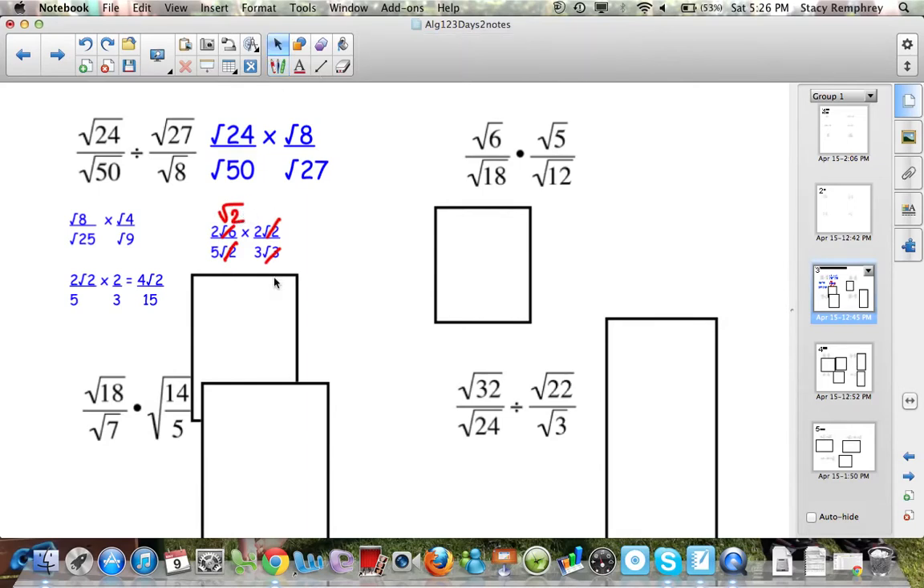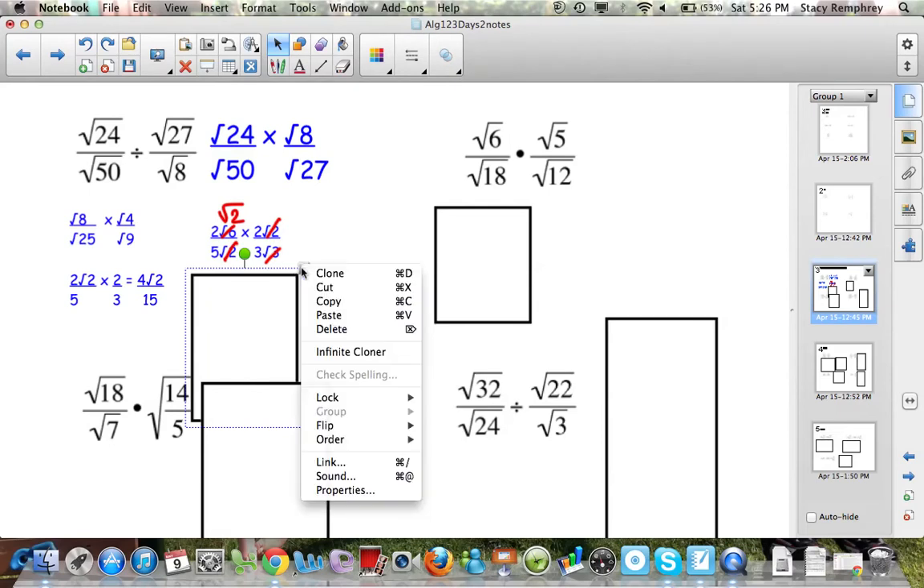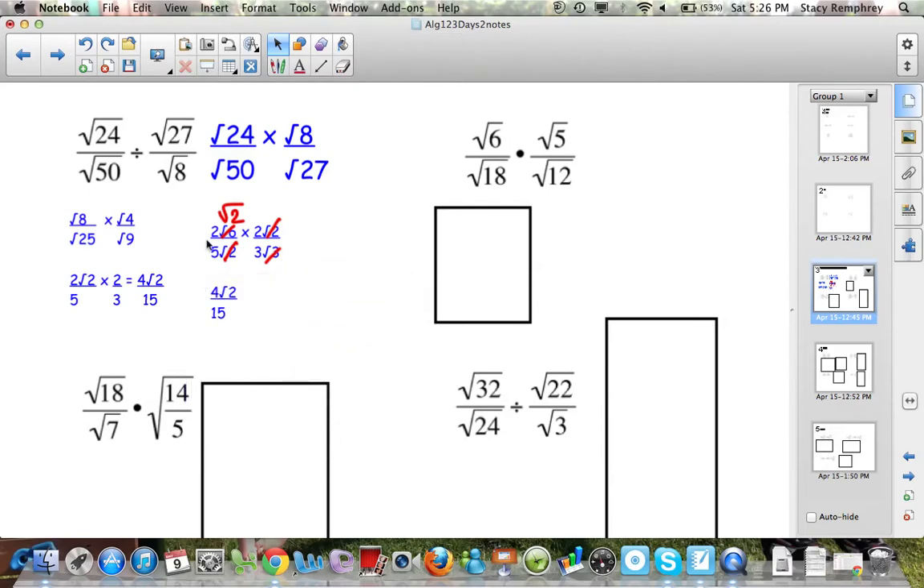Then again, I can multiply across the top and across the bottom, and I'll get 4 root 2 over 15. Honestly, guys, you could have multiplied across the top and across the bottom to start and simplified. There's probably 3 or 4 different ways to get to the answer.